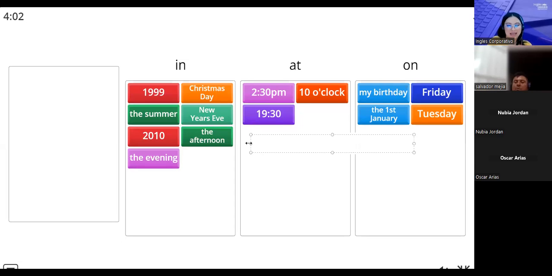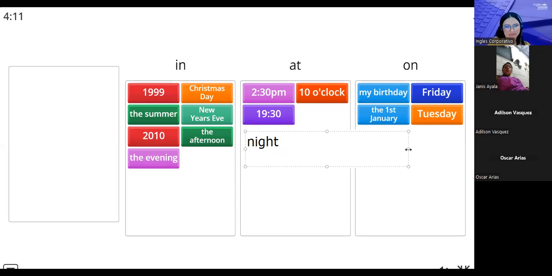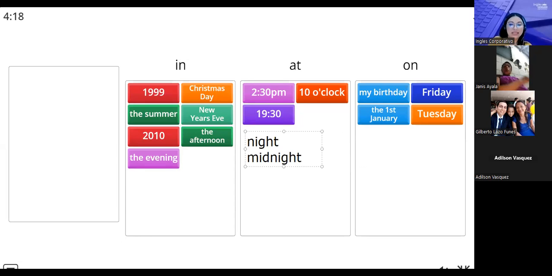¿Se acuerdan? At night, ¿qué otra ocupamos con at? At morning? Midnight. Noon. Not really, at morning. After midnight. Teníamos at midnight. Noon. Muy bien, estaba noon. Creo que era la única, ¿verdad?